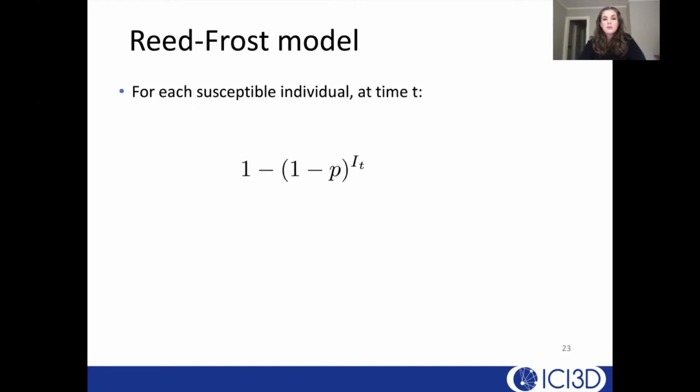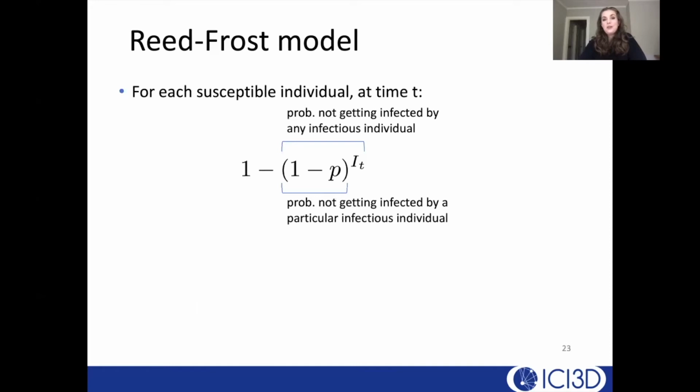Well, for each susceptible individual at time t, we're going to build this up piece by piece. We have P, the probability of getting infected. So 1 minus P is the probability of not getting infected by a particular infectious individual. But in order to not get infected at all, we have to raise this to the number of infectious individuals. So (1 minus P) to the I sub t is the probability of not getting infected by any infectious individual at time t. And then again, 1 minus that value is the probability of getting infected by any infectious individual.